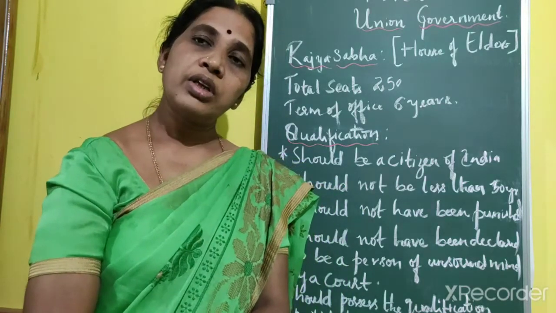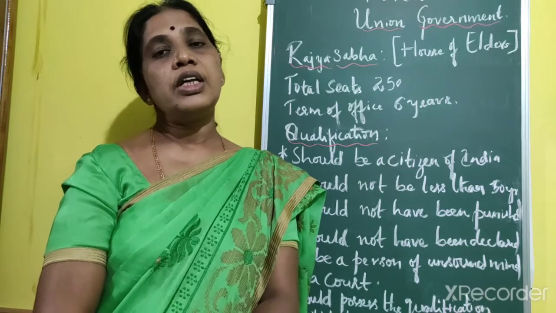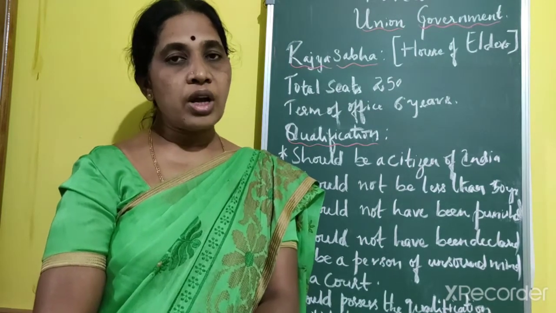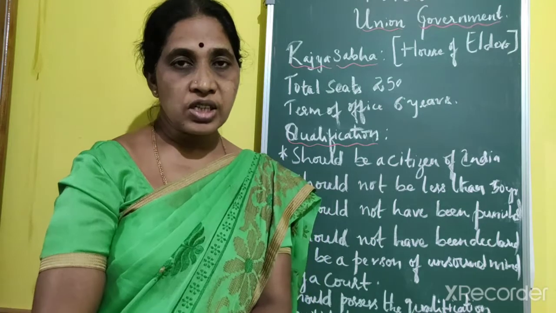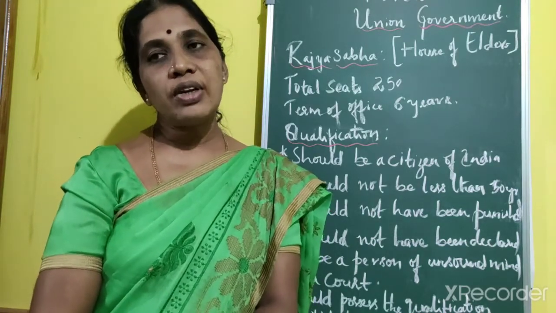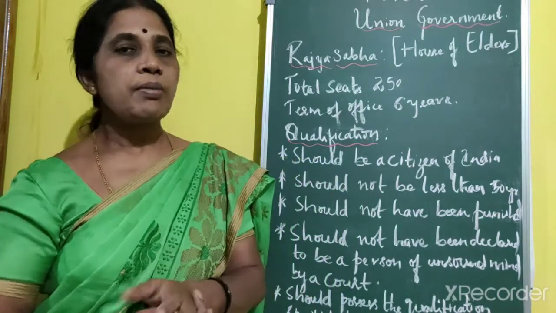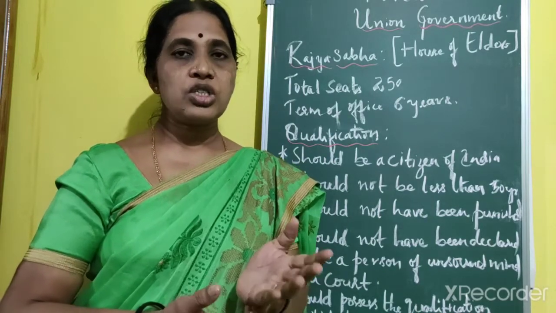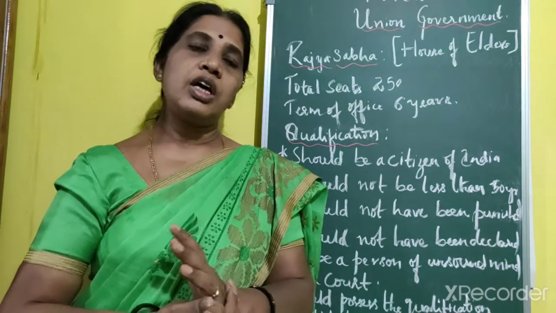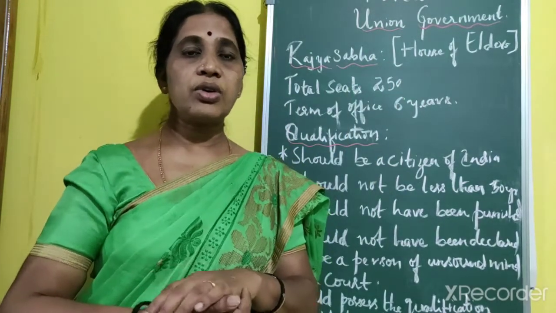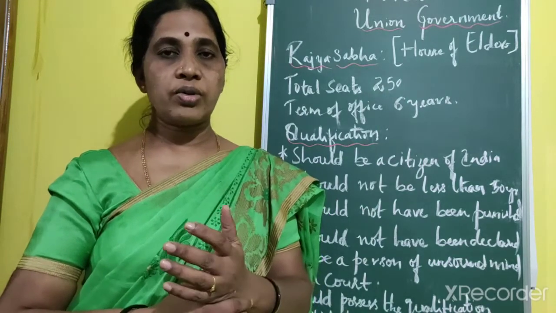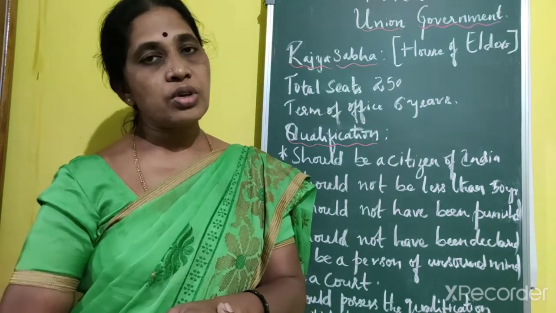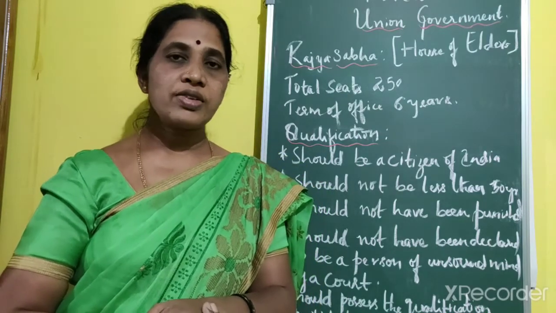Firstly, we'll do about the union legislature. You know that India has adopted the parliamentary system of government, and the union legislature is called as the parliament. Article 79 provides for the creation of the parliament, and you also know that parliament consists of two houses, that is Rajya Sabha, which is also known as an upper house, and it is also known as House of Elders. Lok Sabha is known as a lower house. Upper house is called as Rajya Sabha and lower house is called as Lok Sabha.